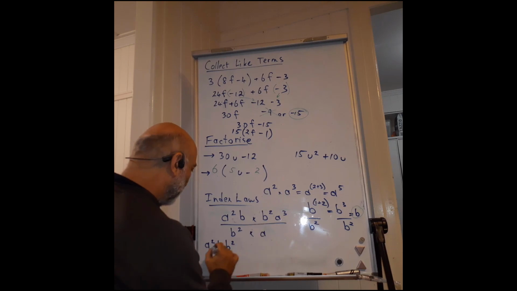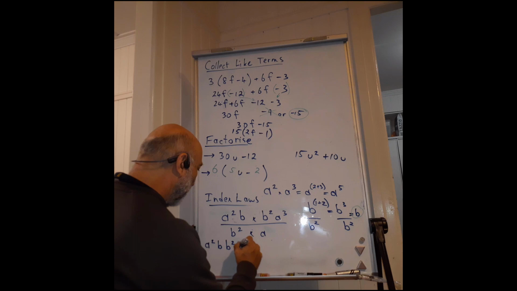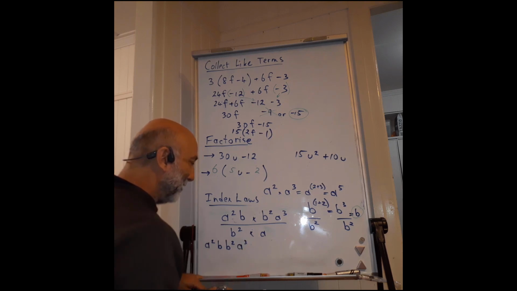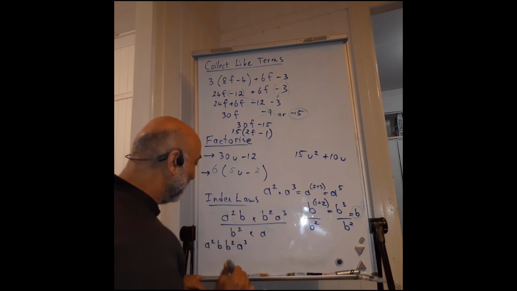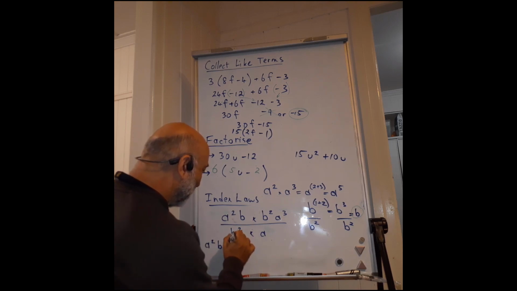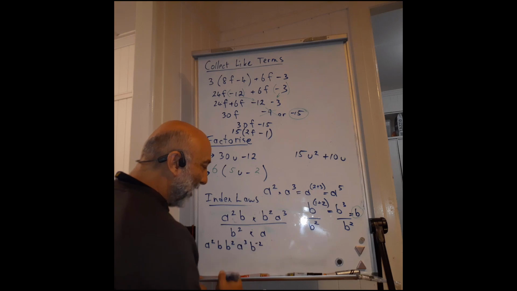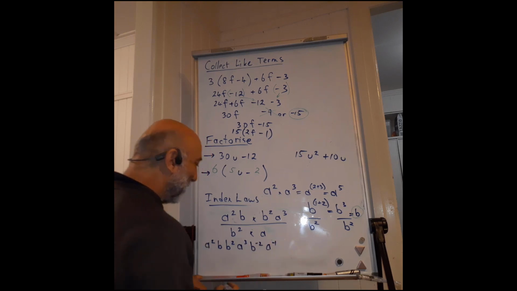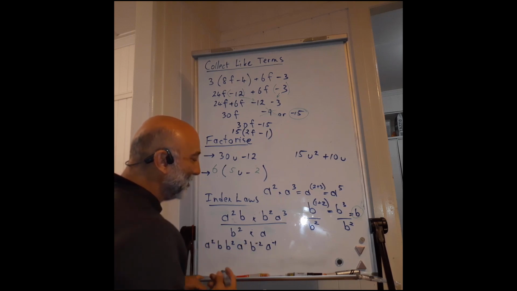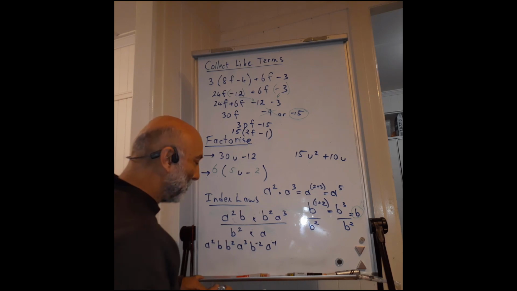And then, let's see, what have we got? a^2 b^2 times a^3. Okay, now all of these indices underneath are going to be negative numbers. So dividing by b^2 is the same as timesing by b to the minus 2. And dividing by a is the same as timesing by a to the minus 1. So suddenly our multiplication has become simpler because all we need to do is add up the indices.